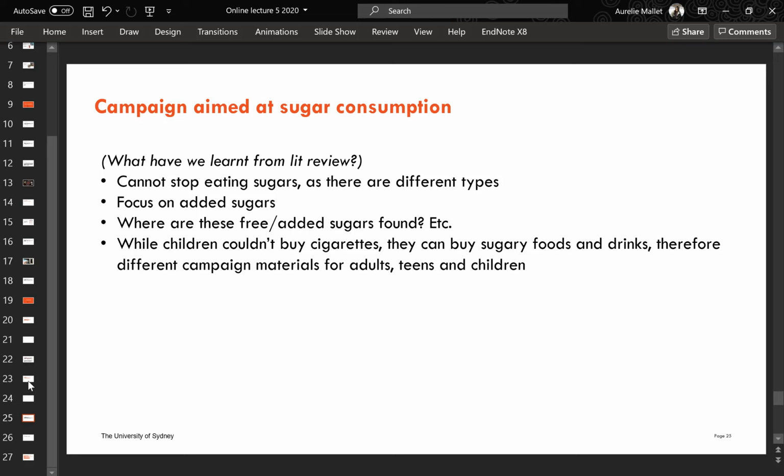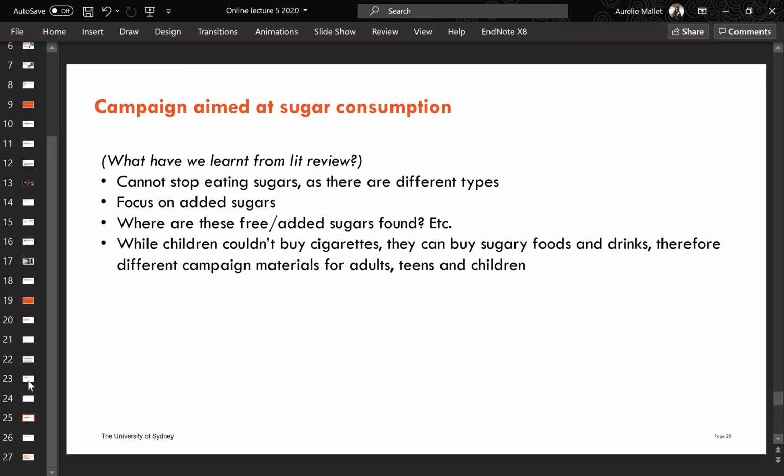Okay, so now that the literature review is done, what are some things that we would need to consider, or what have we learnt from the literature review if we were to design a campaign aimed at sugar consumption? So first of all, we can't tell people to stop eating sugars in general. This is not like cigarettes. There are different types of sugars, and here we want to focus on free sugars or added sugars. And we want to tell people where these free sugars are found, what kinds of foods, what drinks, and also tell them how often they should be consuming those types of foods and drinks.